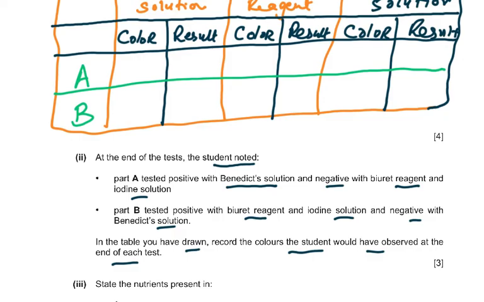So what will be the color of A? It says part A tested positive with Benedict's. So what would be the color? It would be red. And negative with biuret. So this would be blue. And iodine. So this would be brown.